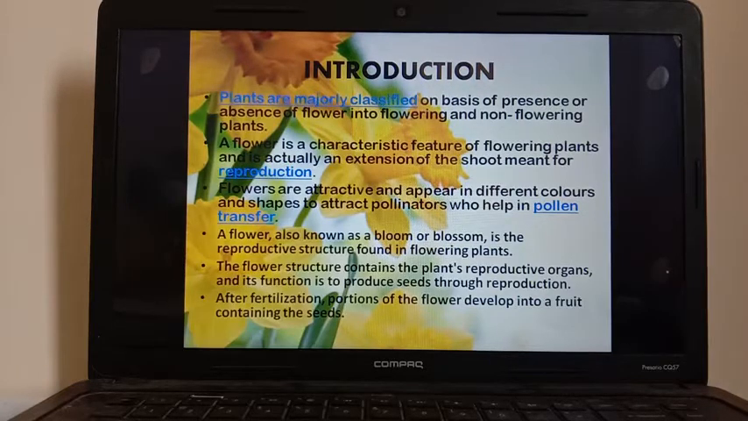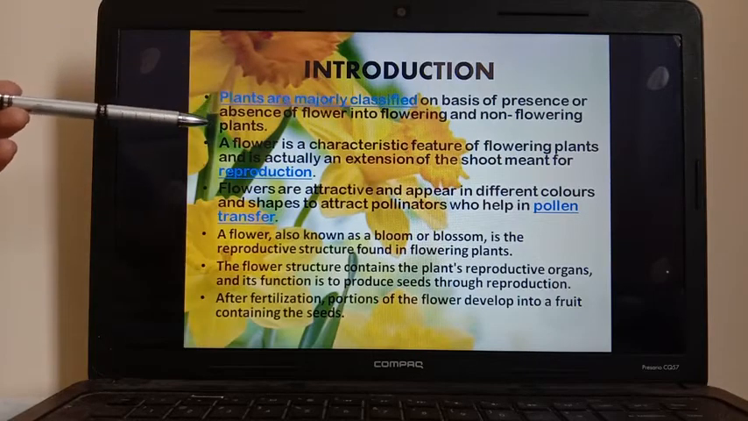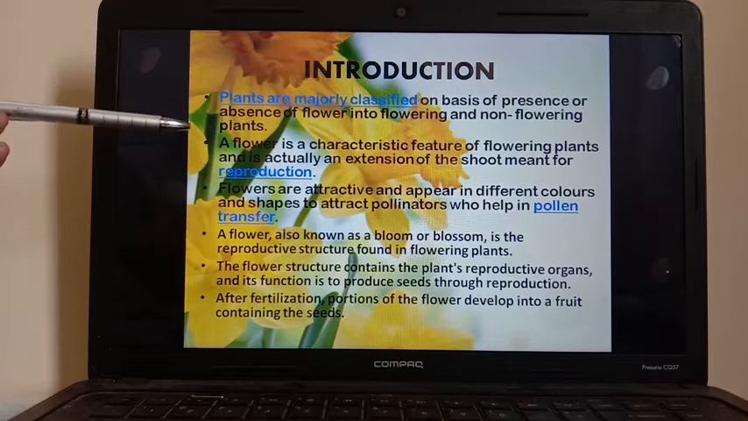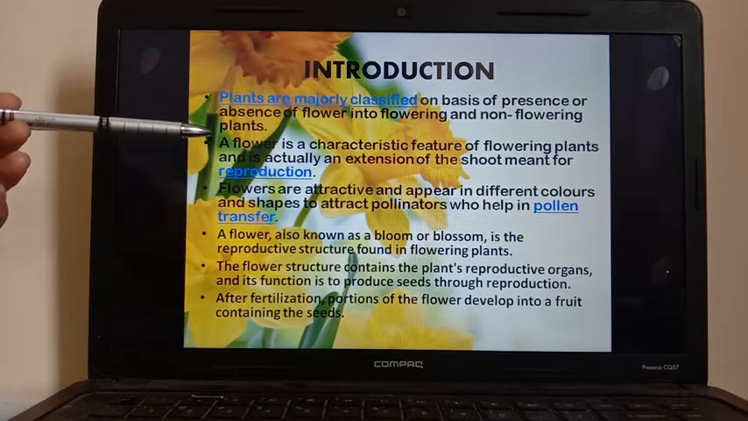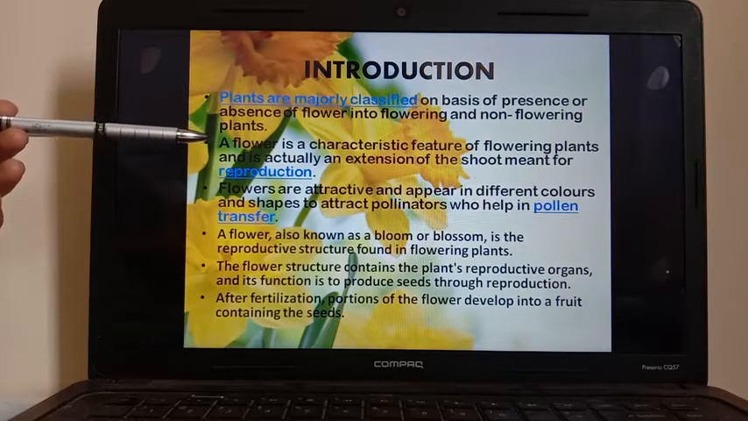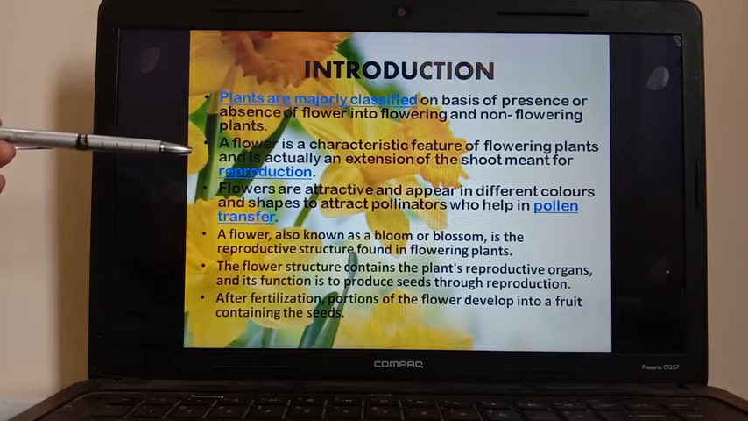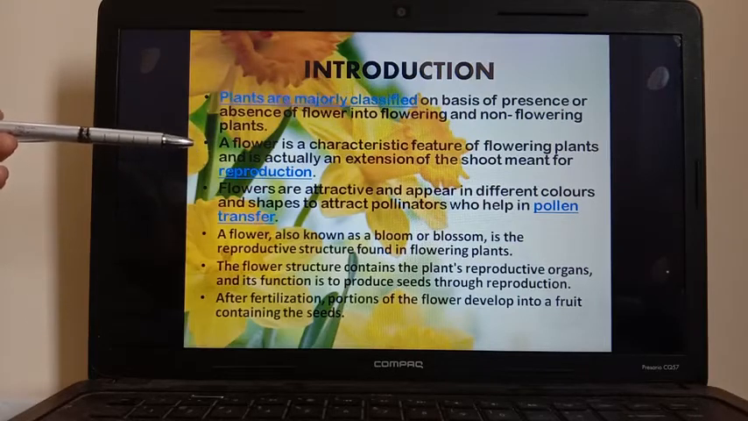So, plants are majorly classified on the basis of presence or absence of flower into flowering and non-flowering plants. So two types of plants are there. One is flowering, another one is non-flowering. A flower is a characteristic feature of flowering plants and is actually an extension of the shoot meant for reproduction. So flower is the reproductive part of the plants.